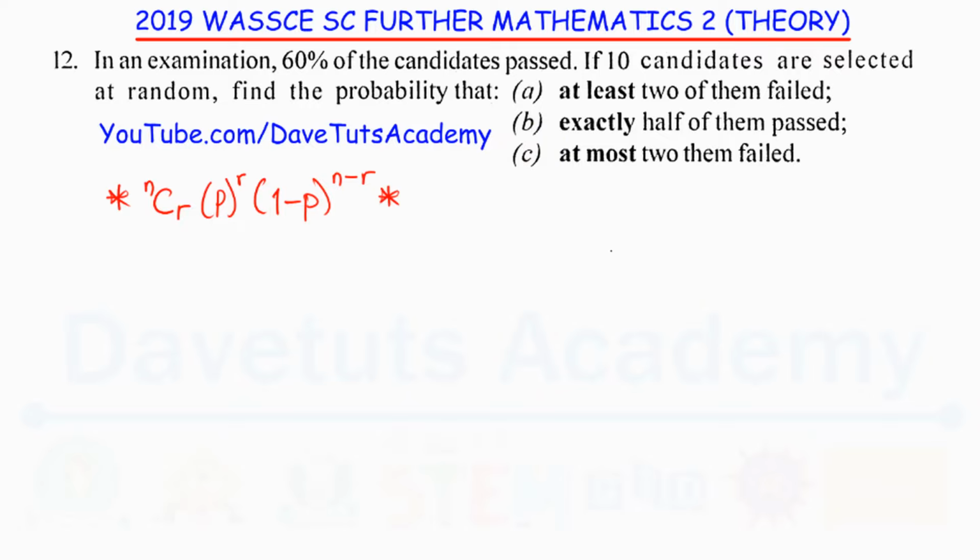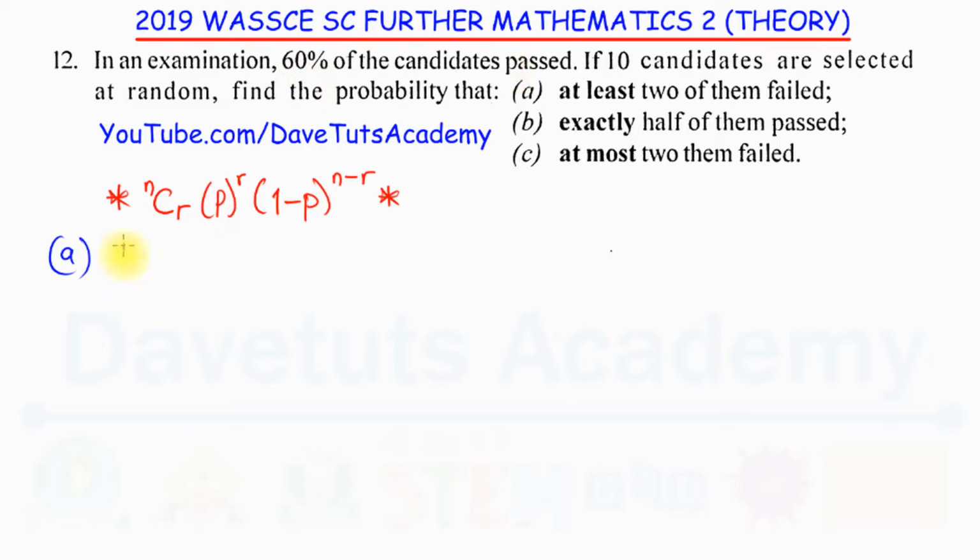and we can take the question piecewise. Okay, so in the first case, in question A, we're told that we have to find the probability that at least 2 of them failed. Because before we start looking at the probability of them failing or passing, let's get the probability of failure and pass. Okay, here we are told that 60% of the candidates pass.